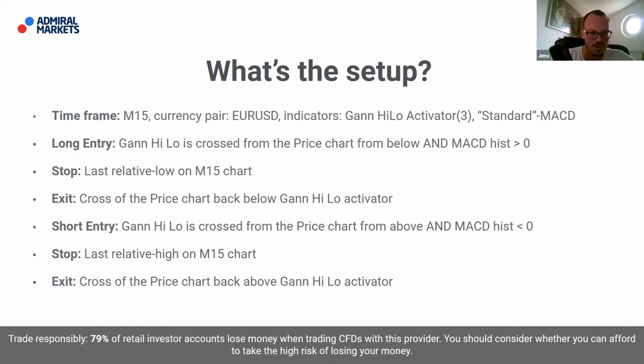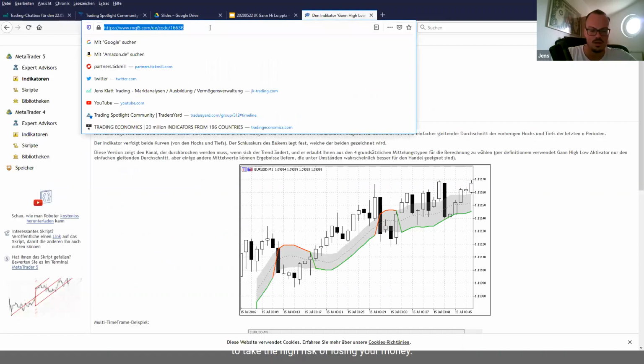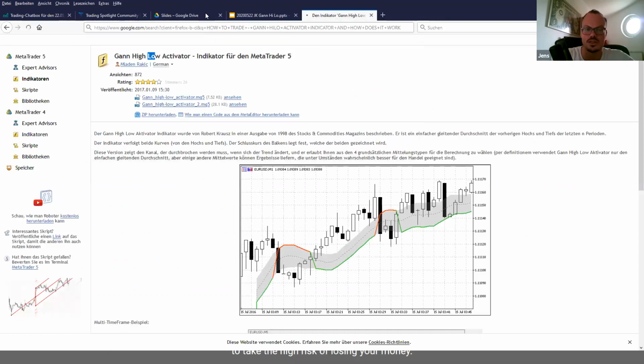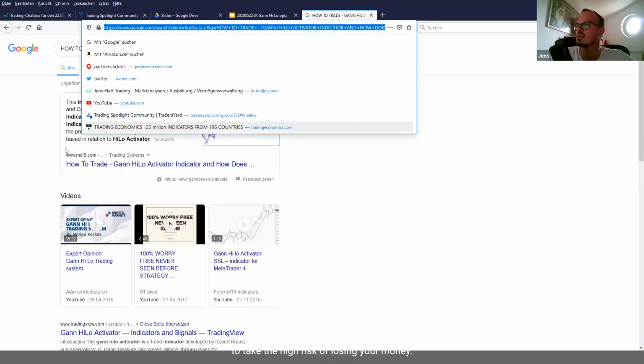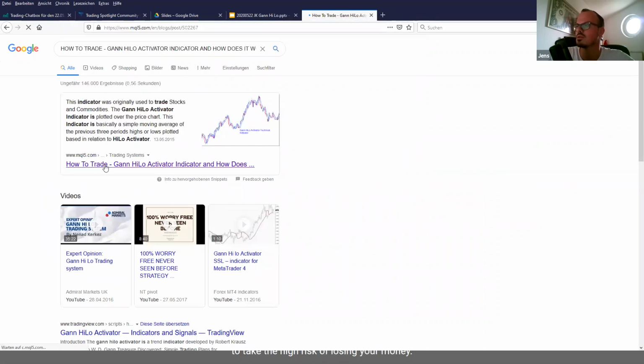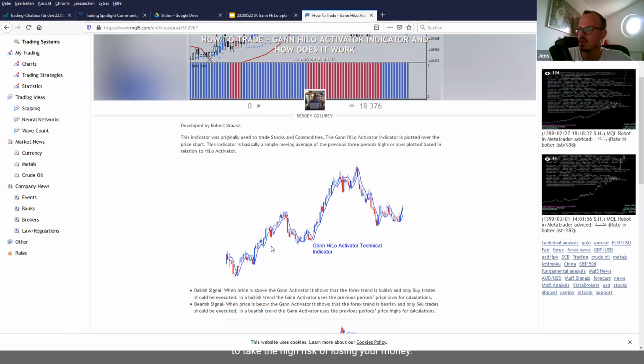So the headline of this article is, in fact, how does the Gann HiLo Activator work, and how can you trade with it? Let me just click here. This is how the indicator looks, that's what I just presented.